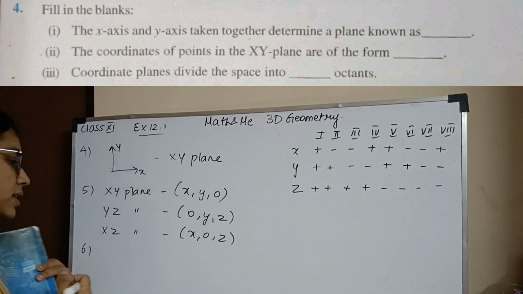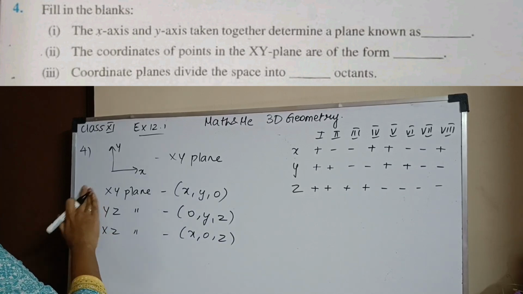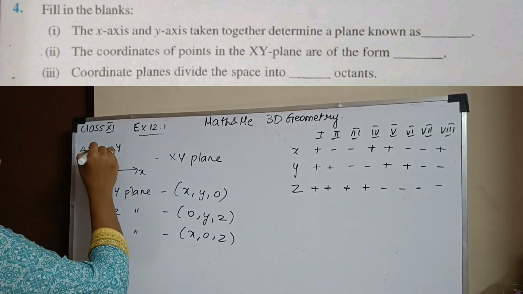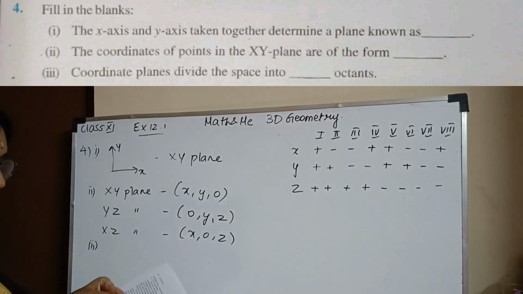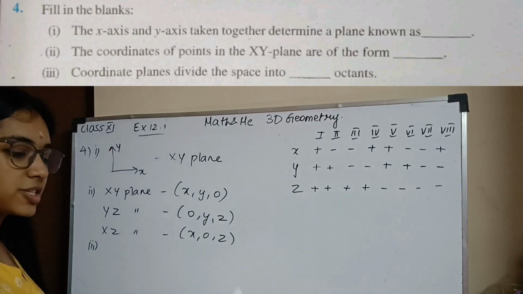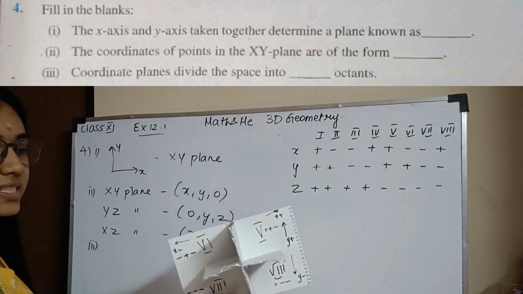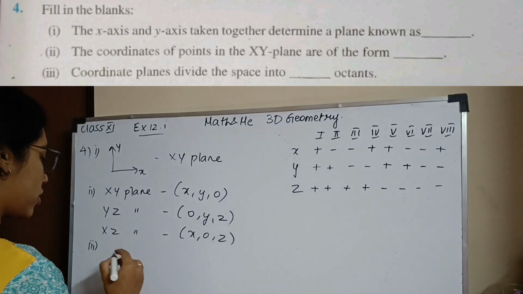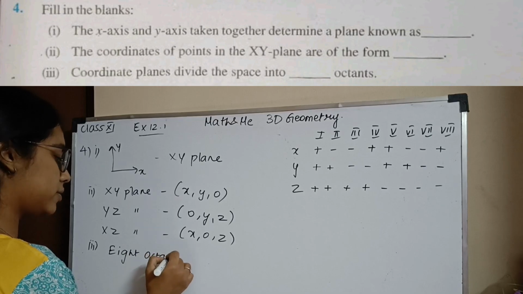Okay. 6th question. Sorry, these are all subsections. So 4th question, subsection 1, 2, 3. 3rd subsection, coordinate planes divide the space into how many octants? We just saw. So we have 1, 2, 3, 4, 5, 6, 7, 8. So we have 8 octants. Okay. So we are done with the first exercise.